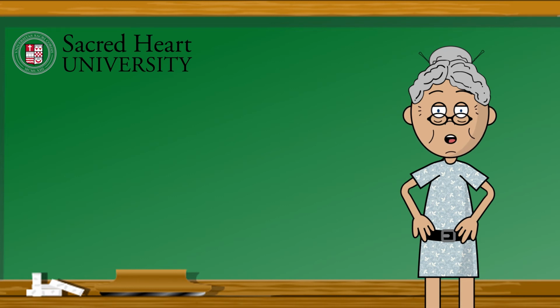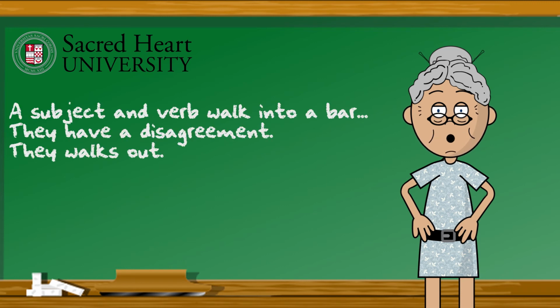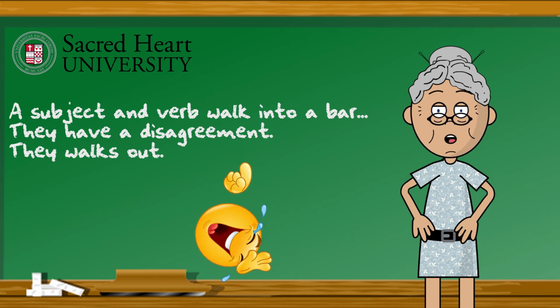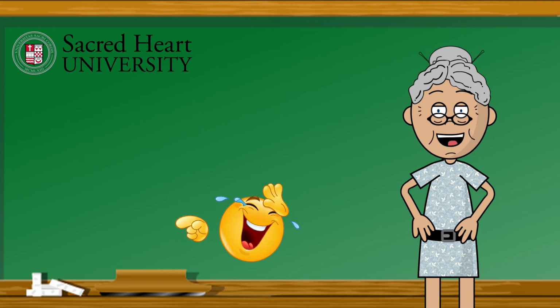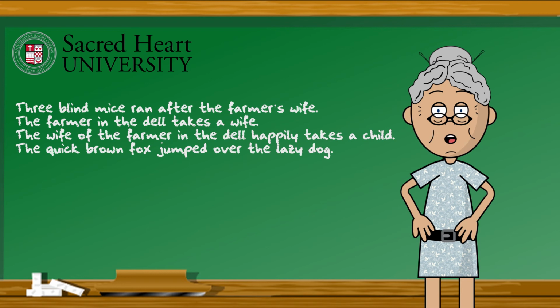Here's one of the lame jokes Grammar Granny found on the internet about subject-verb agreement. A subject and a verb walk into a bar. They have a disagreement. They walks out. Get it? There's no agreement. Okay, sorry about that.